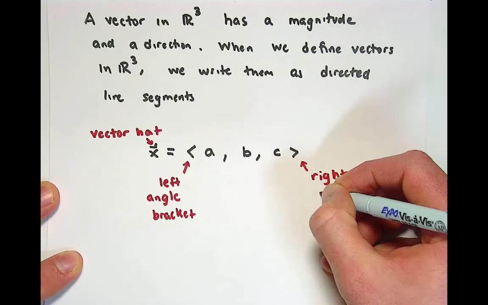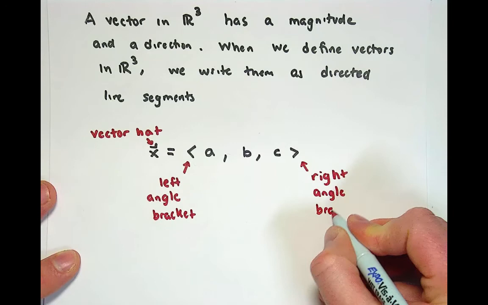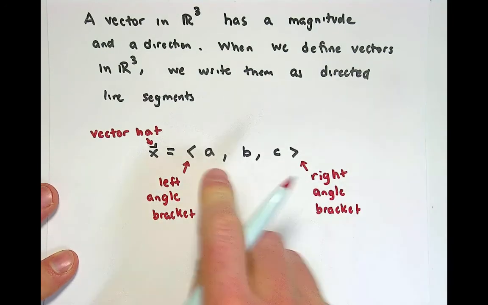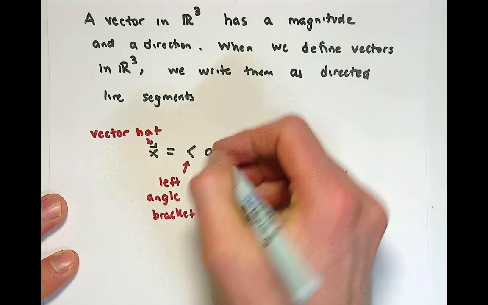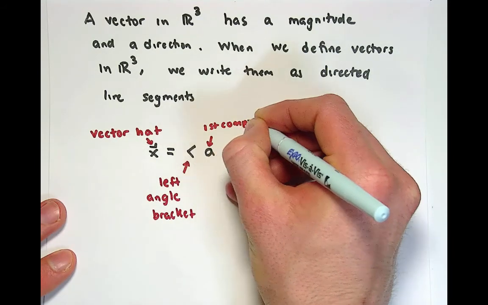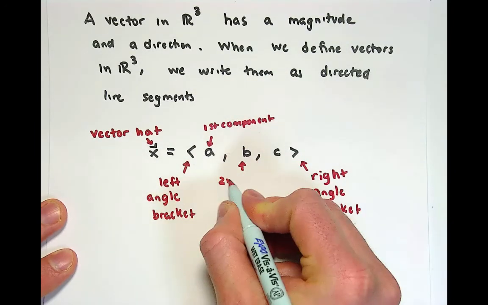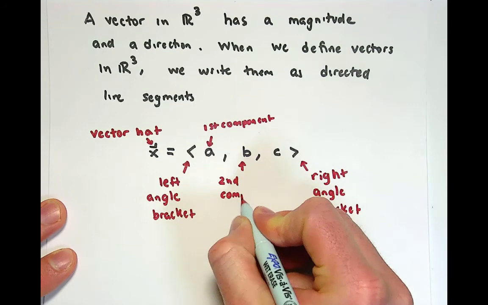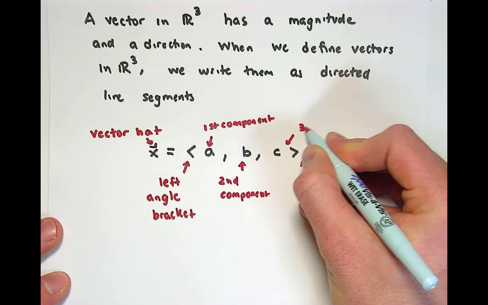Just like we did in R2, the individual entries of a vector are called components. This is called the first component of our vector. Here, after the first component, of course, we have the second component. And then finally, right here, we have the third component of our vector.